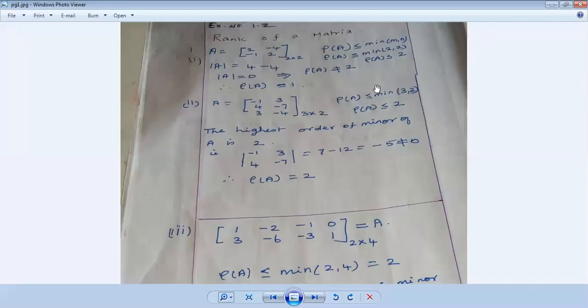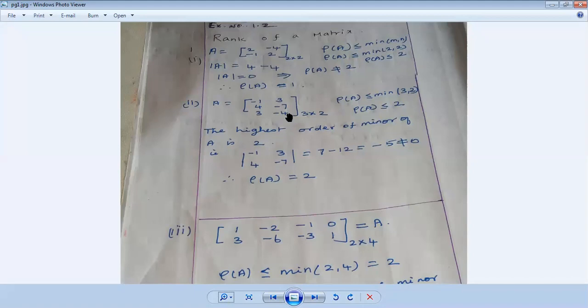Good morning, children. Now we are going to see the next exercise, rank of a matrix. Okay, rank of a matrix. What is rank? Rank of a matrix. Already I gave you the definition, 13th definition and 14th definition.